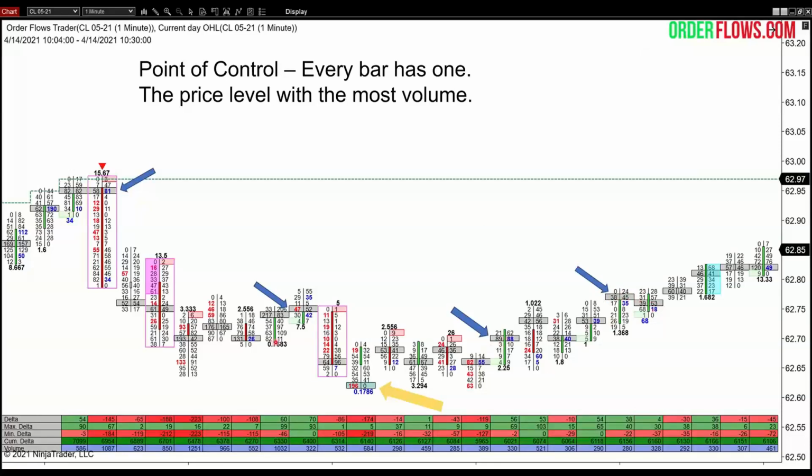I've highlighted a few in here. Whether it's an up bar or down bar, it's going to have one. Now, I have this one highlighted in yellow as opposed to blue because this is a special one. Okay, this is a special point of control. So every bar has a point of control, but not every point of control is going to matter, right? There's going to be certain points of control that are bullish, indicating support, or bearish, indicating resistance. This is a bullish one. That's why it's colored light blue in the box as opposed to gray.